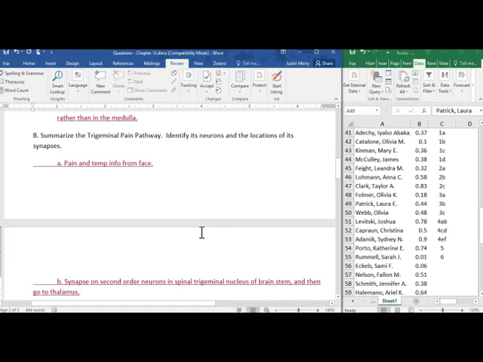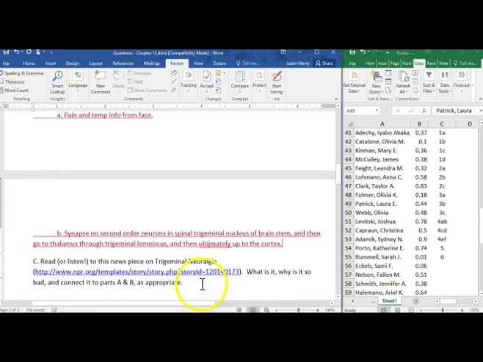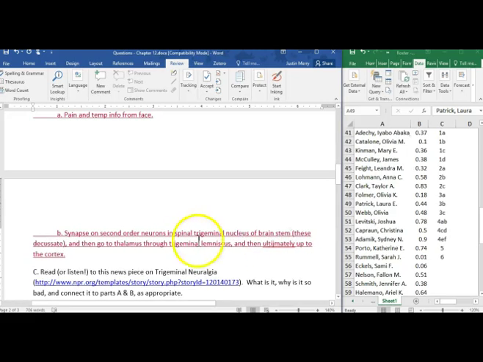Sorry, I missed the last bit of what you said. So, spinal trigeminal nucleus in the brainstem, then up to the thalamus, and then ultimately up to the cortex. As usual, it's the second order neurons that are decussating, as we've seen before.